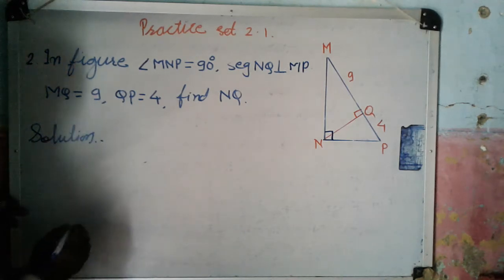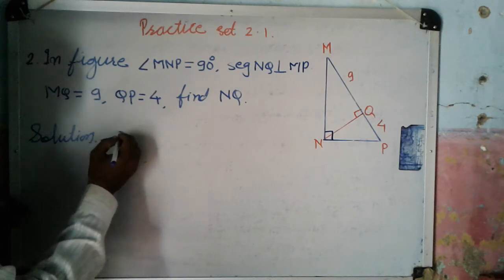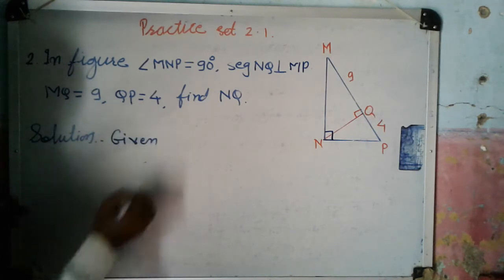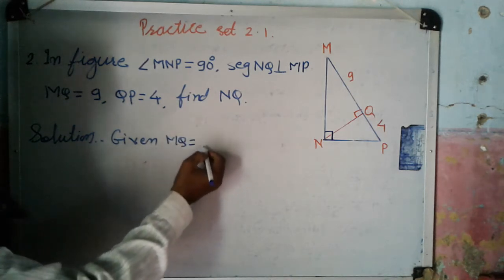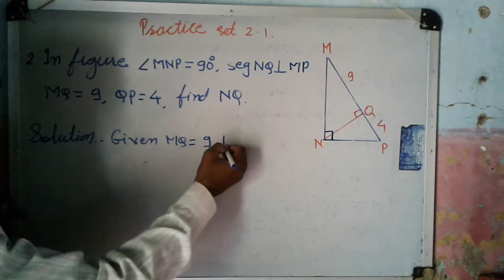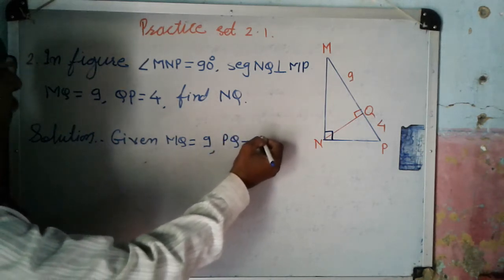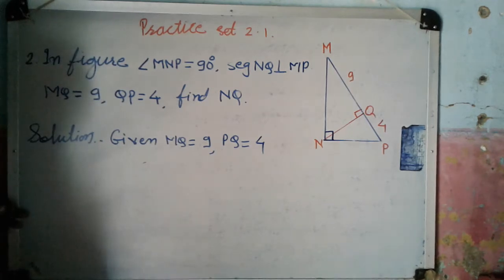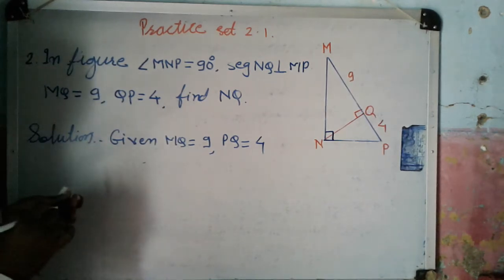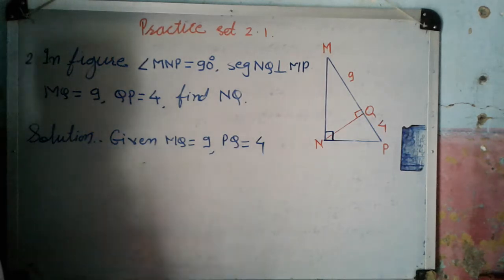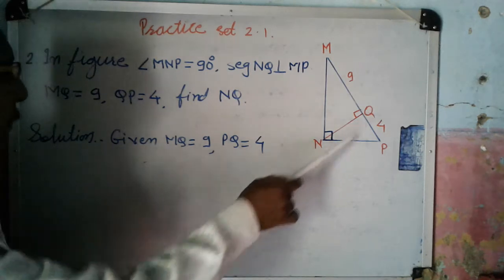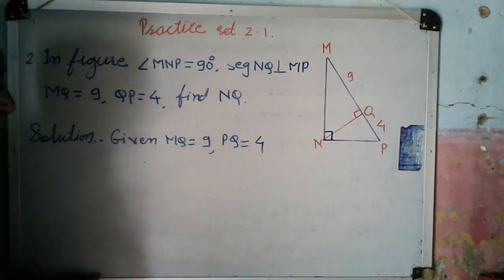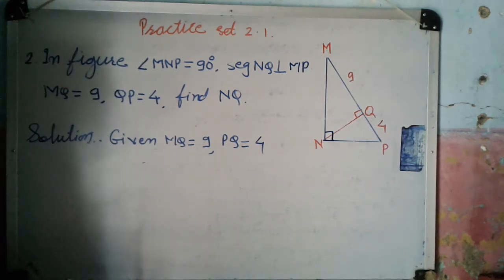So here, given MQ is equal to 9 and PQ is equal to 4. So we have to find NQ. So here, according to the given information and according to the figure, NQ is a perpendicular drawn on the hypotenuse. So we will use here the theorem of geometric mean.